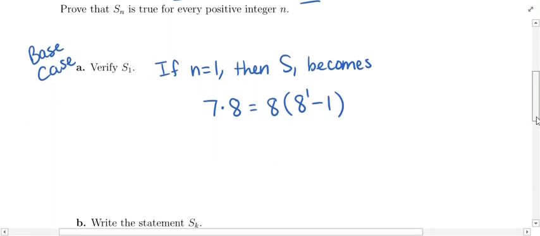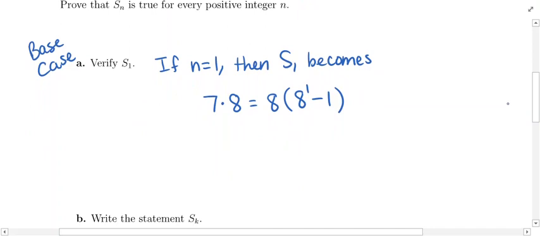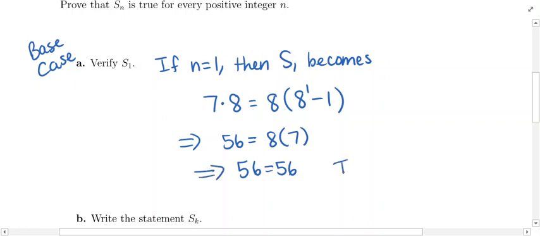So we need to simplify now and see if this is a true statement. So this is going to give us 56 is equal to 8 times 7. So we get that 56 equals 56, which is a true statement. Thus, S1 is true. Okay, so we have proven the base case. We plugged in n equals 1 and showed that we get a true statement.